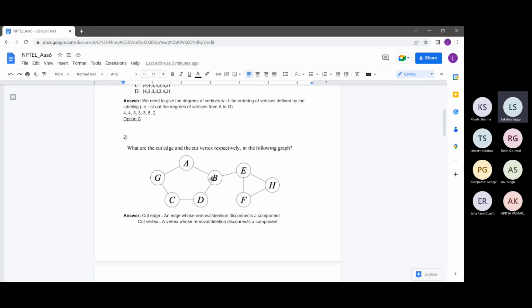And why is this the case? Let's consider the vertices A and C. There are two kinds of paths between A and C. One path goes in the anti-clockwise direction, that is AGC, and one in the clockwise direction, which is ABDC, right? Out of these two paths, suppose I have deleted this edge BD, then the ABDC path is no longer present, but the AGC path will still be present.